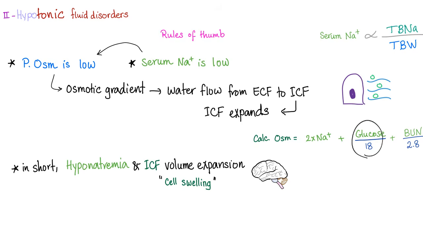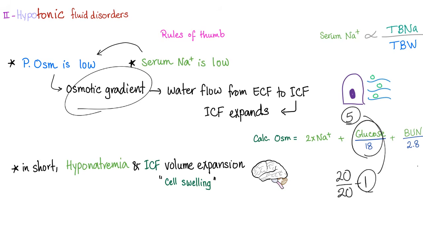You have glucose over 18. Let's say that you have severe hypoglycemia and I'll give you 20. 20 over 20 is 1. When your osmolality decreases from 5 to 1, it's not a big deal. Hypoglycemia will never lead to hypotonicity in a million years.